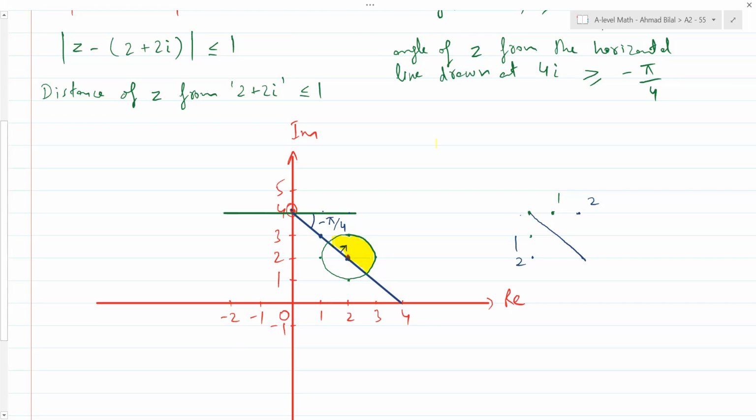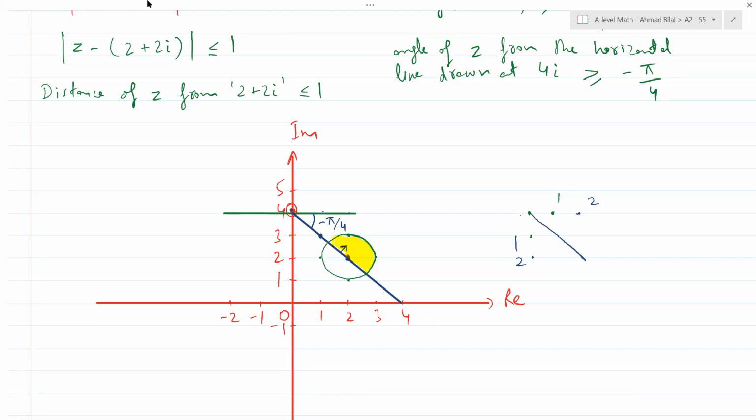Is that okay? Any questions on this? Sir, could you please also do an example? What if they had said find the least or the greatest argument for a circle, for example, if we had to find it for z minus 2 plus 3?